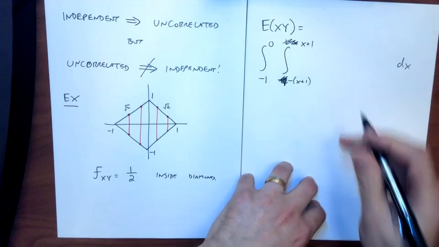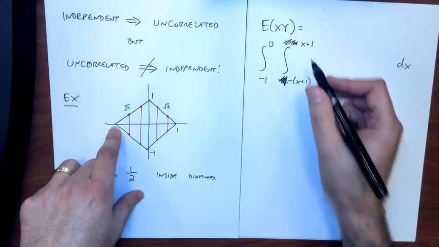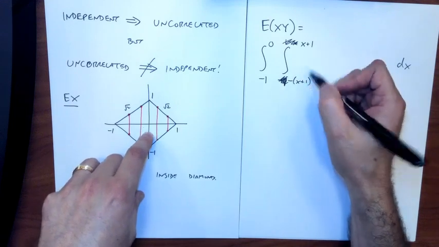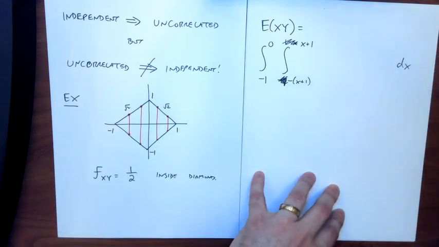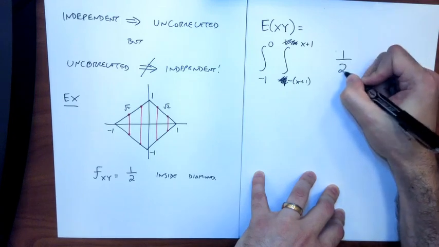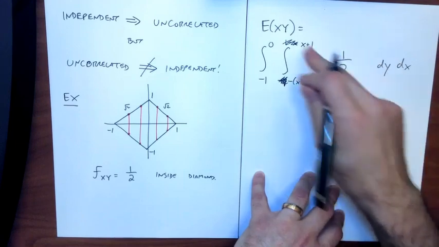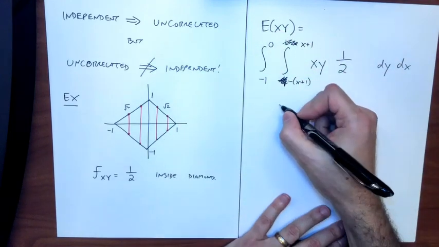Let's just make sure that makes sense, right? So when I'm at -1, I plug this in and I get 0 to 0. When I'm at 0, I'm going from -1 to 1. That makes sense. And then I plug in my PDF, which luckily is just 1/2. And then I have to multiply that by xy, which is the part that comes from evaluating the covariance. So that's the left-hand part.